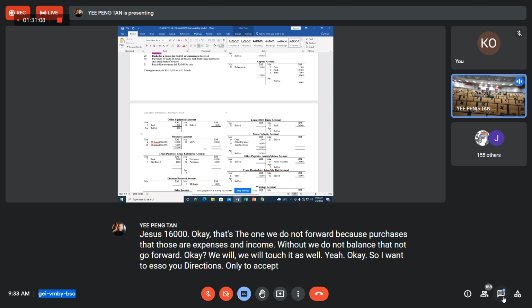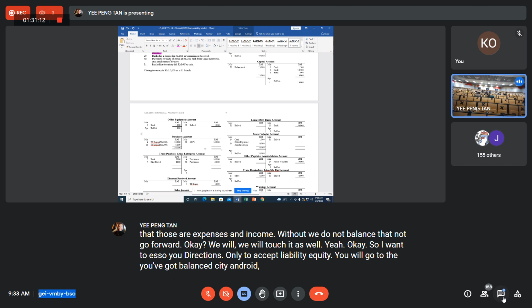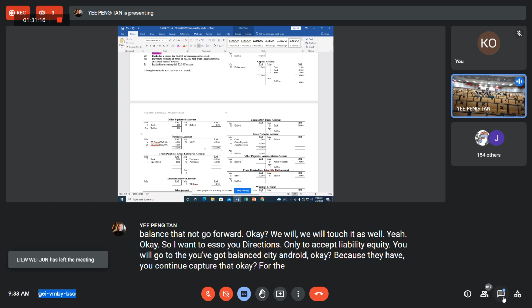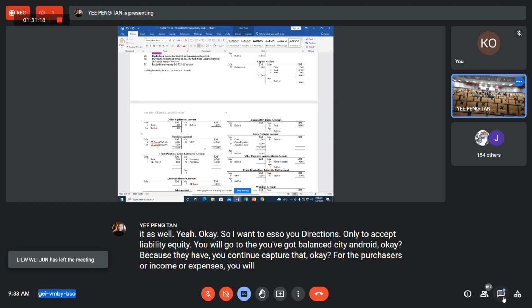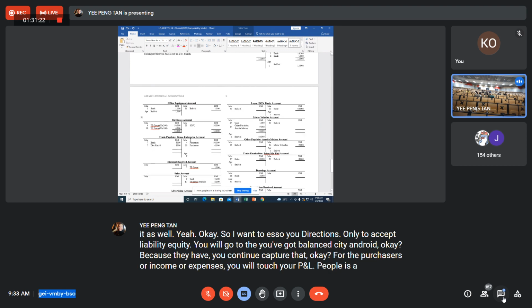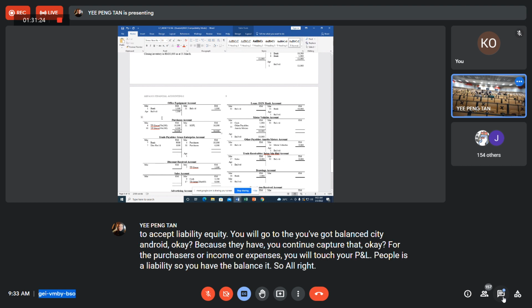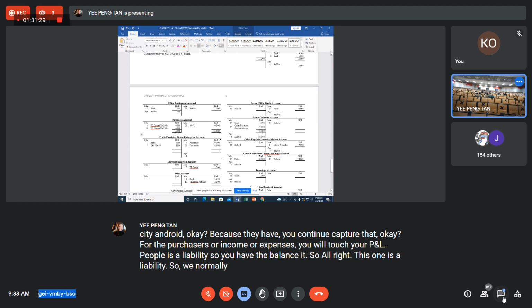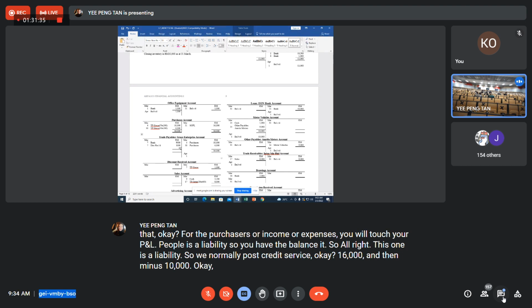Only the asset, liability and equity accounts get a balance c/d and brought forward, because you continue to carry them. For purchases, income or expenses, you will charge to your P&L. Trade payable is a liability, so you have to balance it. We normally close the credit side first. 16,000 minus 10,000, you will get 6,000 closing balance.